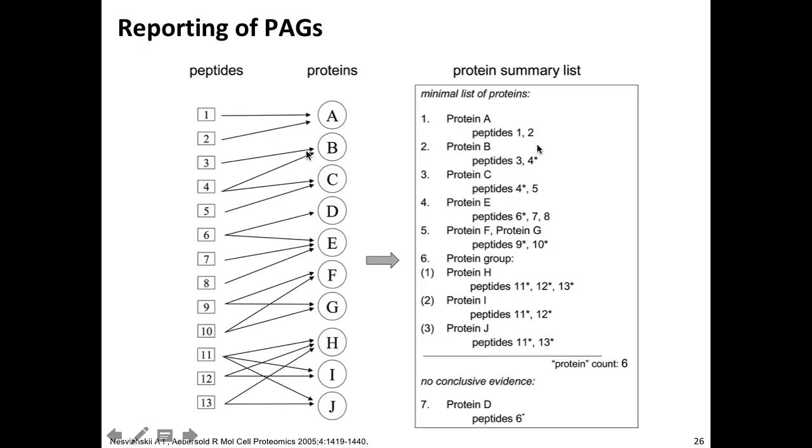So with B and C, we are sure that they are present because peptides 3 and 5 are unique to them. But with this protein group, H, I, and J, here we have so much ambiguity that we cannot really say with certainty that either of these proteins is present. We just know that at least one of them has to be there. And if that is in your report, you just need to decide whether you care about each of these proteins enough to try and figure out with other experiments whether they're there.